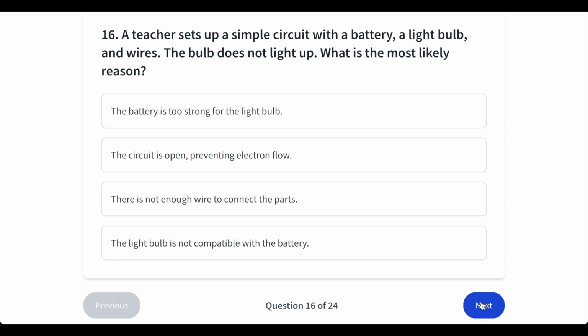All right, moving on to question number 16. This one asks, a teacher sets up a simple circuit with a battery, a light bulb, and wires. The bulb does not light up. What is the most likely reason?